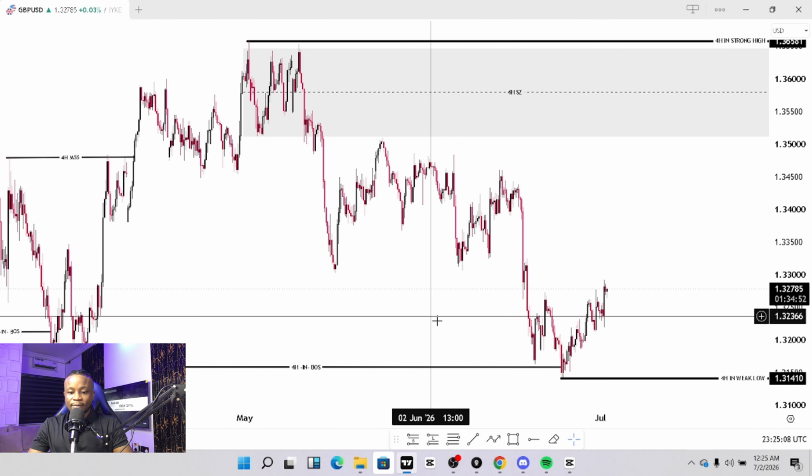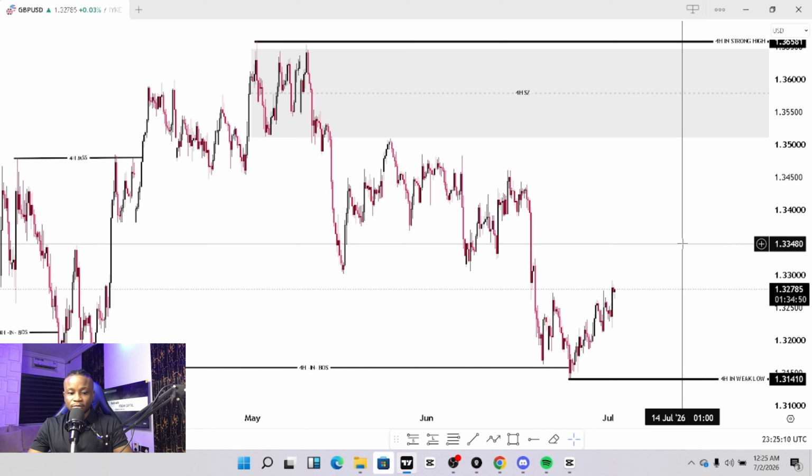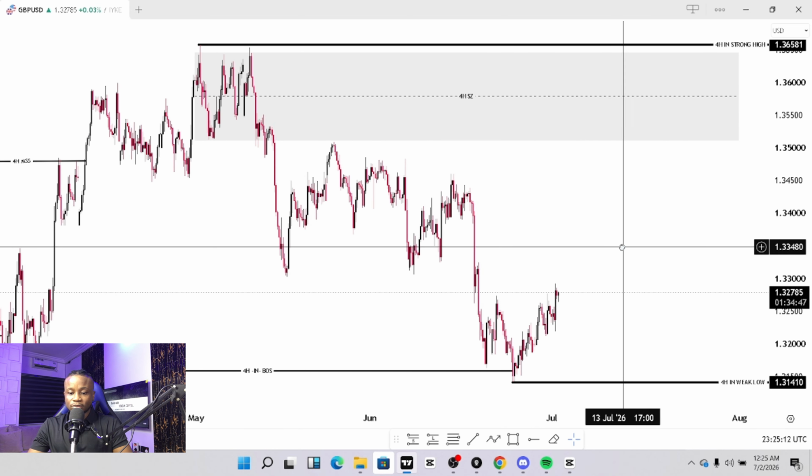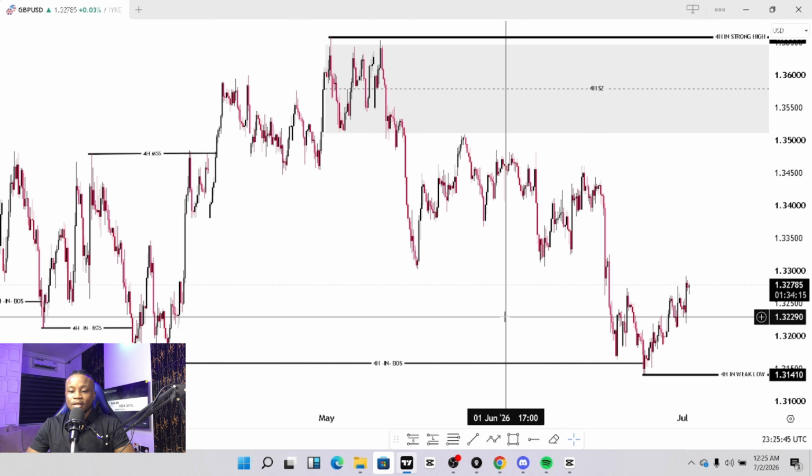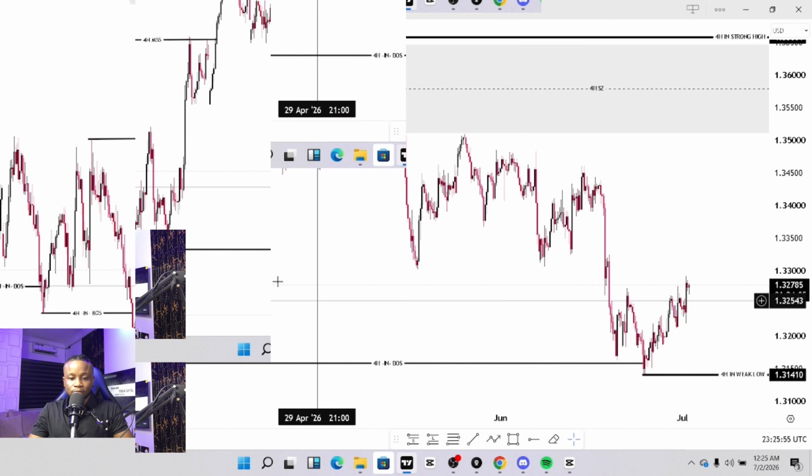Simply put, we are bearish on GBP USD, meaning we are looking for sales on this pair, okay? How do we get to this conclusion? It's very simple. I will take you guys to the past so that you understand where we are coming from, then how we get here and where we are planning to go, okay?